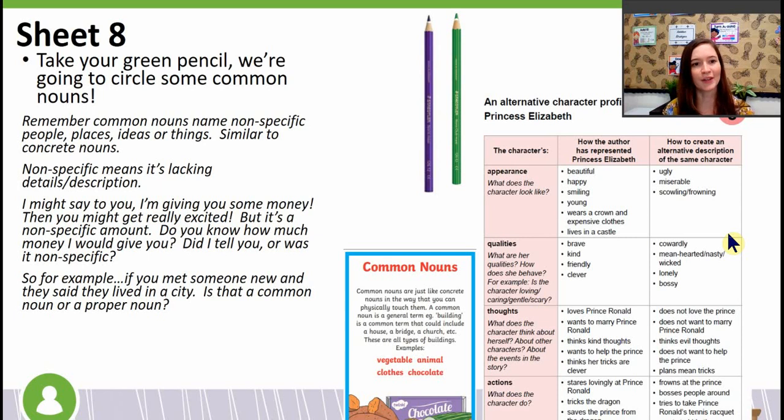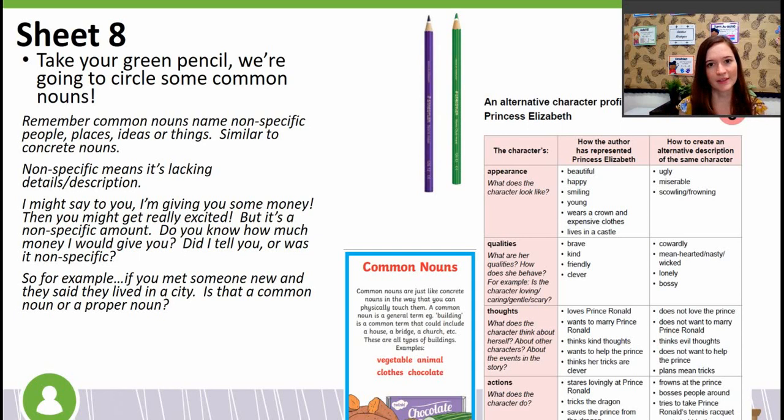Alrighty, so we are going to go on a bit of a hunt and look for some common nouns. So you're going to need to go and get your green pencil. So, common nouns name non-specific people, places, ideas, or things. So they're similar to concrete nouns. So non-specific means that something's lacking some details, or it's lacking a description.